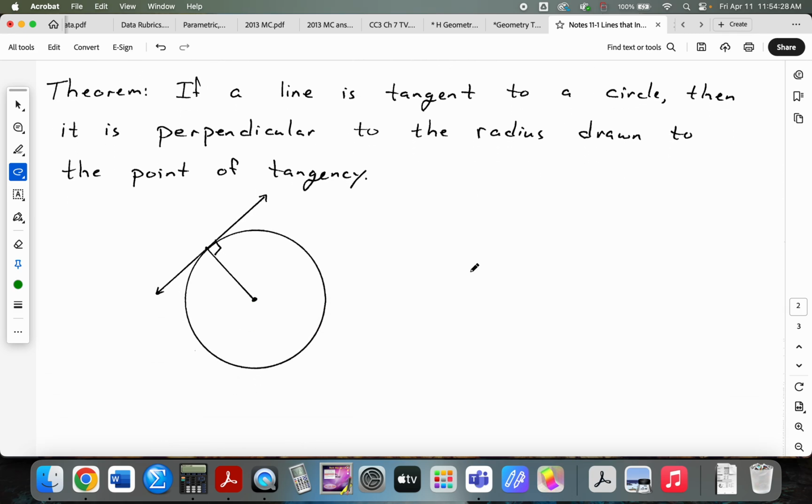All right, now we get into the theorem part of this. You having fun, Peter?